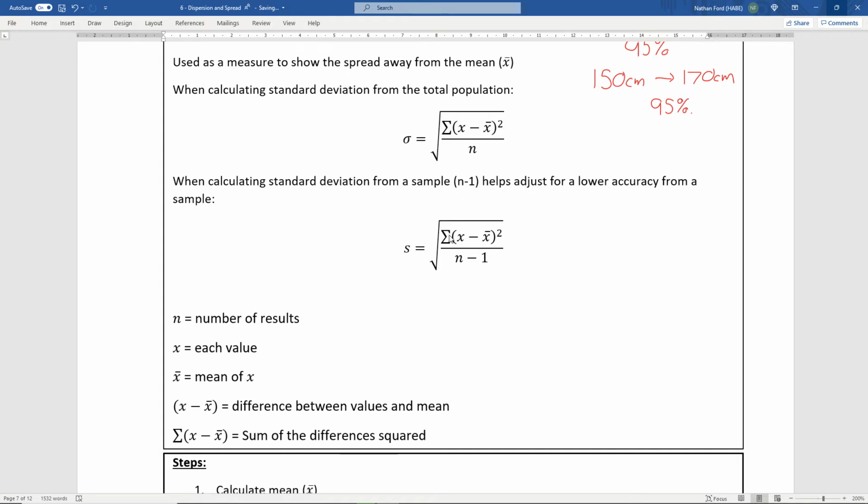Sigma means sum of. So this actually means the sum of, and you'll notice it's the squares of the difference between the mean and the result. I'll show you how this is done in a second, but basically what we need to do is sum the difference between the result and the mean for all results. Let's actually give it a go and see how we go.